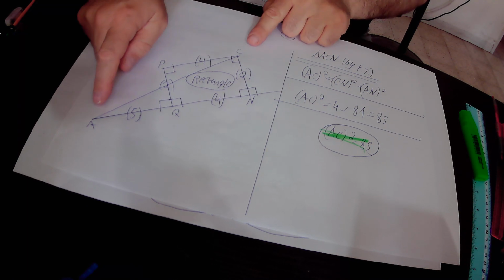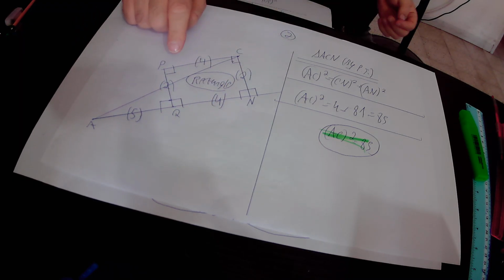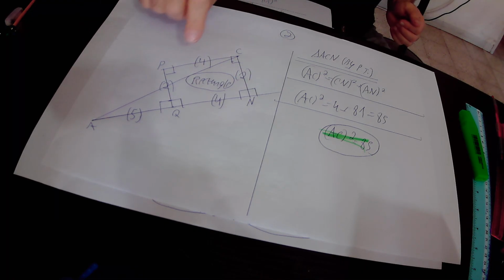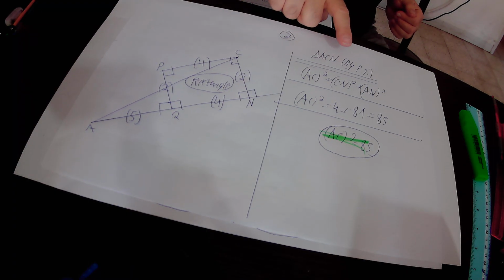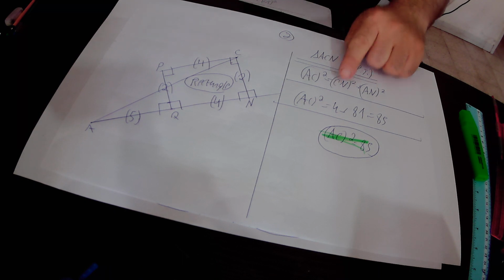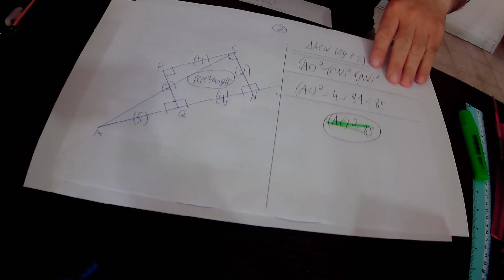In the next step, we join points A and C together by a straight line. By joining points A and C, we created the right triangle ACN. So we implemented the Pythagoras theorem in this right triangle ACN. According to the Pythagoras theorem, AC squared equals CN squared plus AN squared. CN is 2, therefore CN squared is 4, plus AN squared. AN in total equals 5 plus 4, that is 9, therefore AN squared equals 81. So in total AC squared equals 4 plus 81, that is 85. So AC squared, the square of the hypotenuse of the right triangle ACN, equals 85.